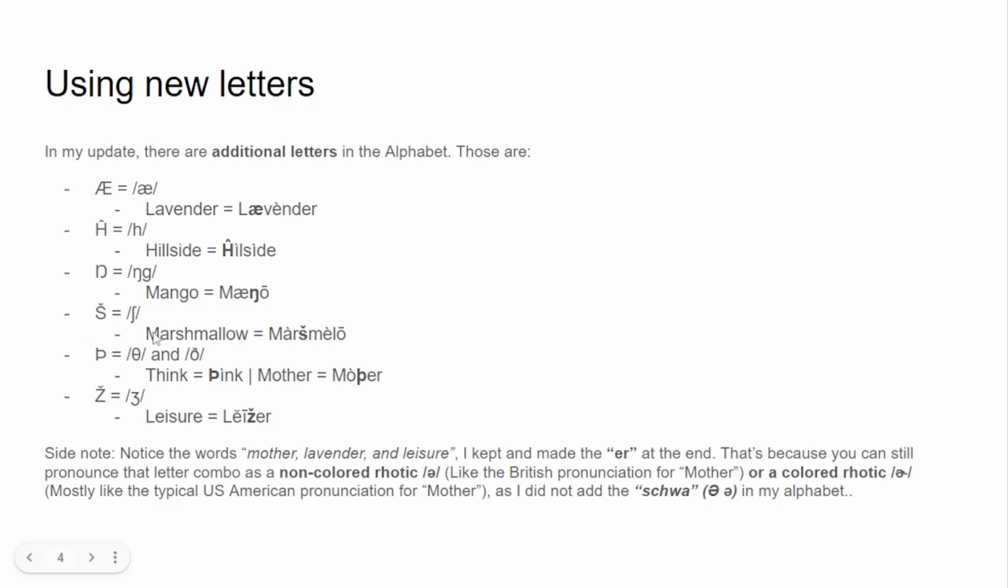Here's my she. I use the Latin characters because it's easier to type out with my computer. You can also use the Cyrillic versions of them. So here you have marshmallow. Here's the she right here. This is thorn. It's used for both the voiced and the unvoiced variants. So the word think uses the unvoiced version of the th sound, and mother uses the voiced version. So thorn is used both ways in my update.